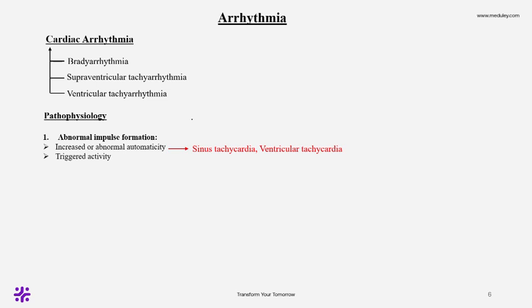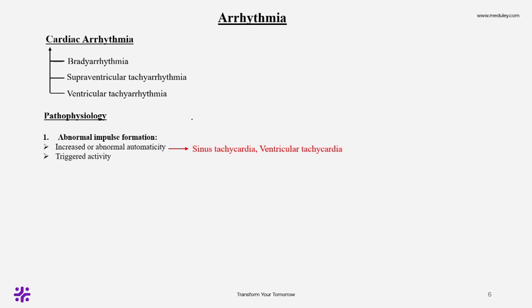Now the next is triggered activity. So when does this triggered activity happen? Triggered activity happens either during the depolarization phase or after the depolarization phase. So normally how does our heart beat? Our heart beats when it has an action potential. First it depolarizes and then it repolarizes.